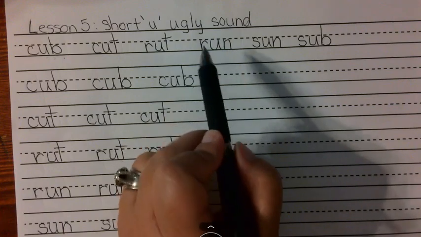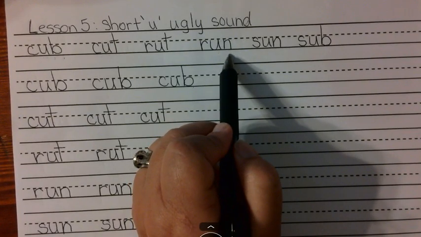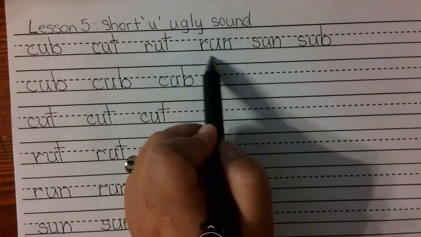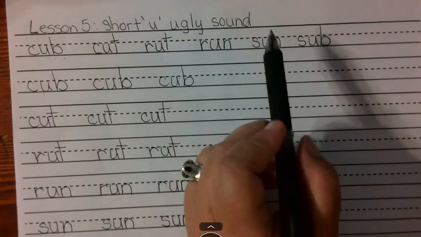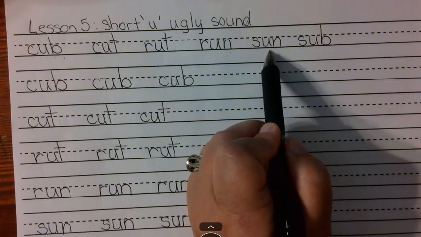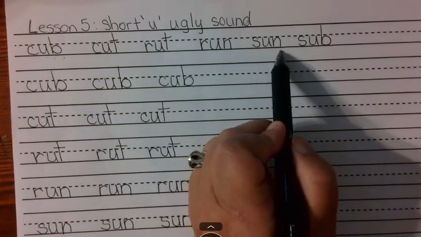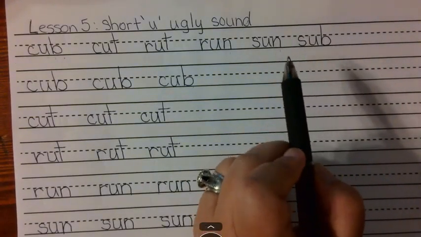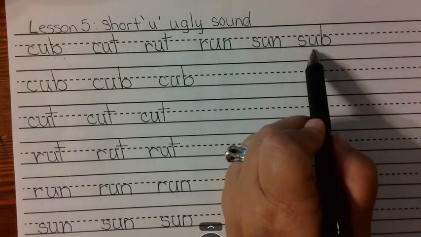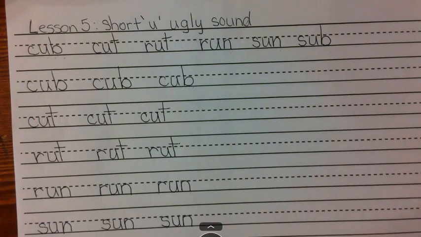Tickly T is changing to a nutty N, and we have a rumbly R, short U ugly sound, nutty N, run. Rumbly R is changing to sizzly S, and we have sizzly S, short U ugly sound, nutty N, sun. And then we have nutty N changing to bubbly B. For our last word, we have sizzly S, short U ugly sound, bubbly B, sub. That's our letters and our words for this lesson.